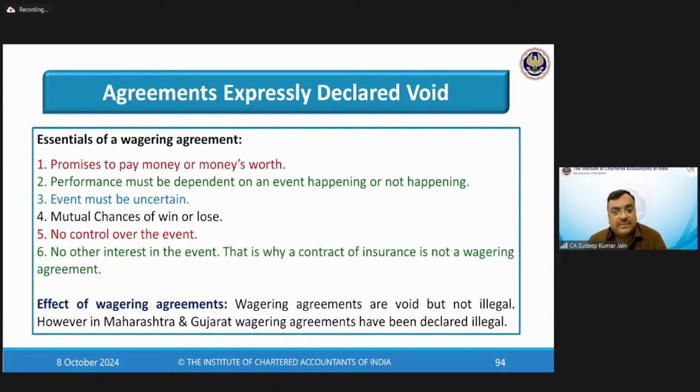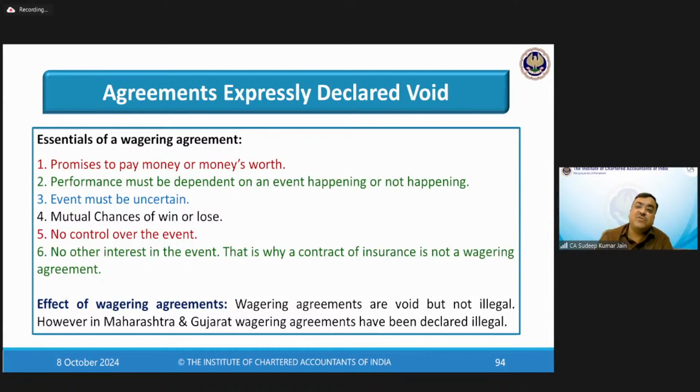Essentials of a wagering agreement. Promise to pay money or money's worth. Performance must be dependent on the happening or non-happening of an event. The event must be uncertain, with no control of the parties over the event. Both parties have a mutual chance to win or lose. कोई भी जीत सकता है, कोई भी हार सकता है. And no other interest in the event. This is wagering and void.